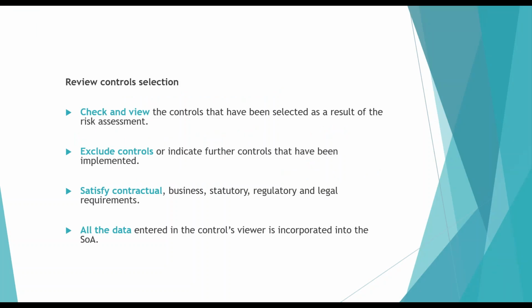So in the review control selection, you can see here, you can check and view the controls, like I mentioned, whether they're planned, they're implemented, etc., excluding the ones that aren't applicable. And there's also an area to add a justification as to why it's not applicable or not considered.